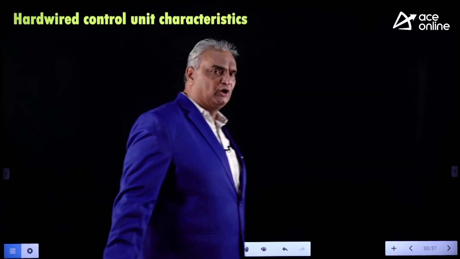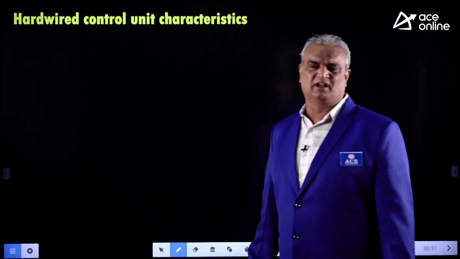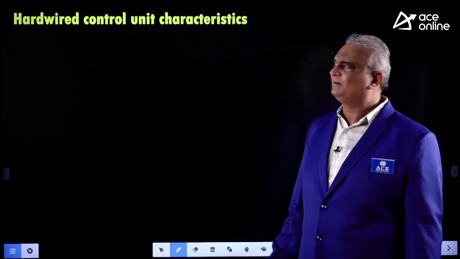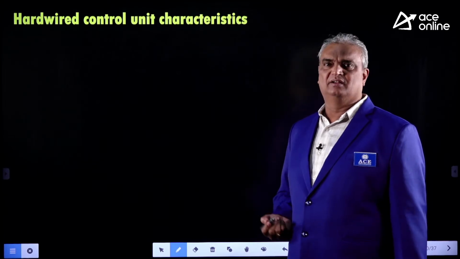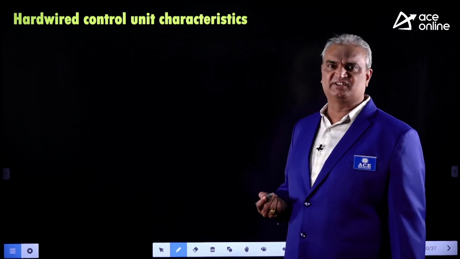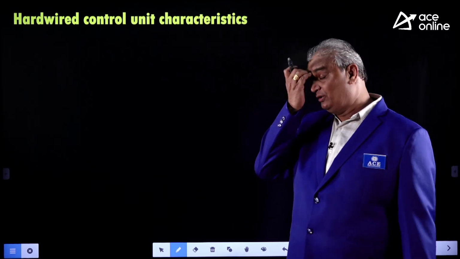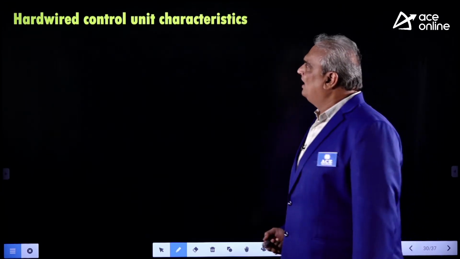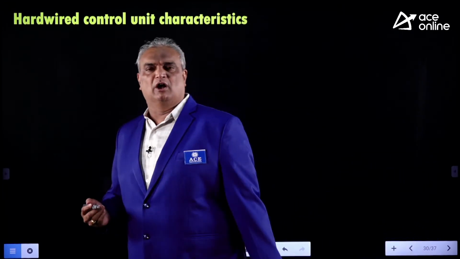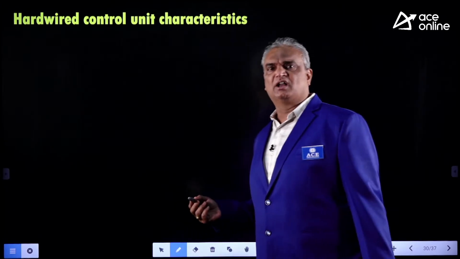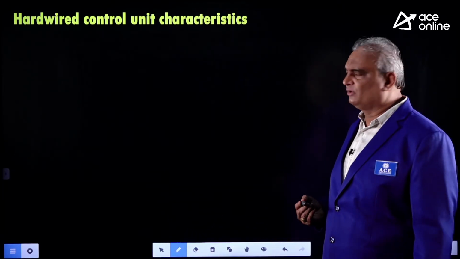Next, control unit. It is not as important a topic as the earlier ones, but I am going to utilize 5 minutes to complete control unit and IO organization. Here, the control unit can be designed in two techniques: hardwired control unit and microprogrammed control unit.